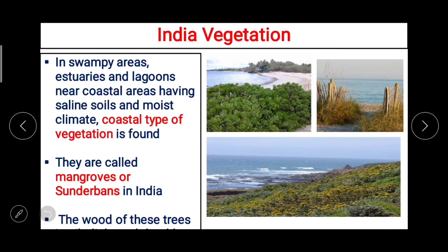Then the next thing, in swampy areas, estuaries and lagoons near coastal areas having saline soils and moist climate, coastal type of vegetation is found. They are called mangroves or sundarbans in India.